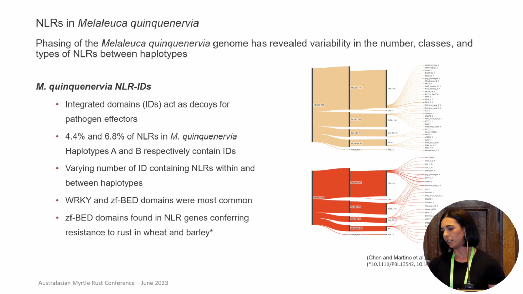So just to highlight here are those integrated domains that I alluded to earlier as well. So we have these domains that act really as decoys. We've heard about effectors today, but they're really targets for the pathogen. And by integrating these into some of these genes, what we actually see is that they can act almost as decoys for the pathogen effectors, which allows the host to respond to the pathogen.